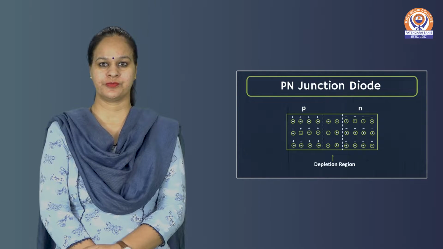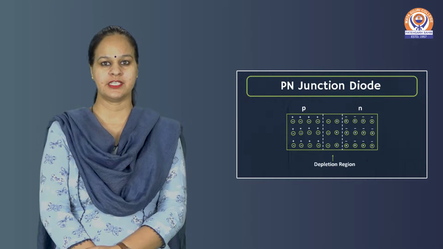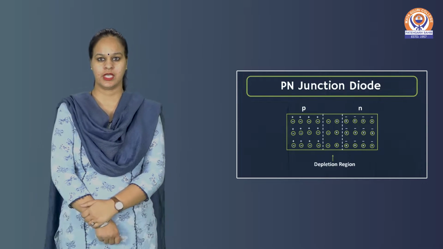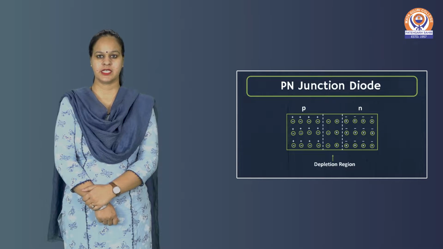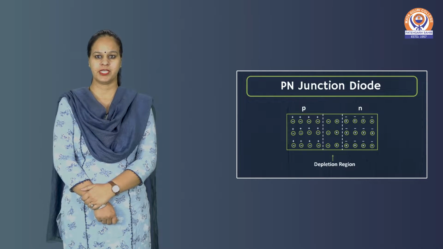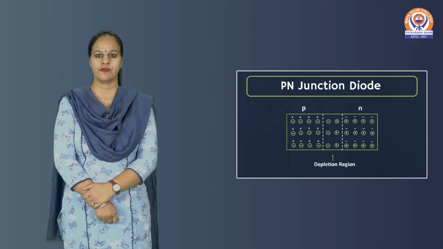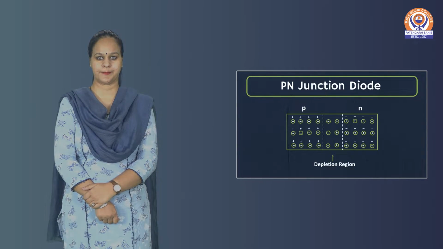Today, I am going to present the practical demonstration of the experiment based on PN junction diode. The aim of the experiment is to study the volt-ampere characteristics of PN junction diode for forward and reverse biasing.